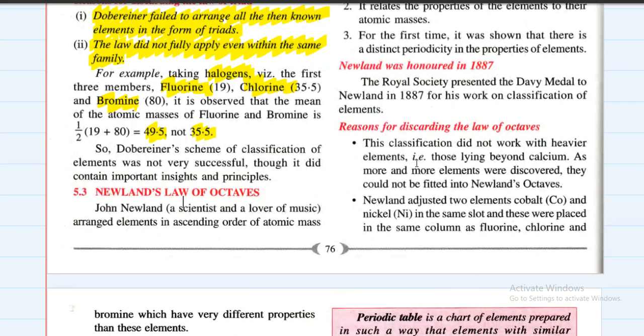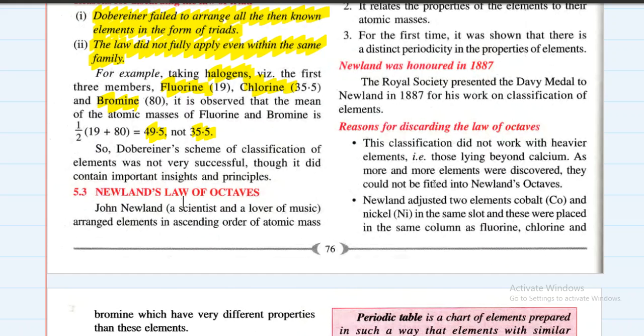Reasons for discarding the law of octaves. Why was Newland's method discarded? This classification did not work with heavier elements, that is those lying beyond calcium. As more and more elements were discovered, they could not be fitted into Newland's octaves.